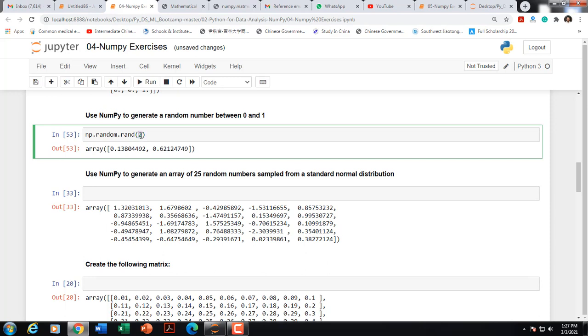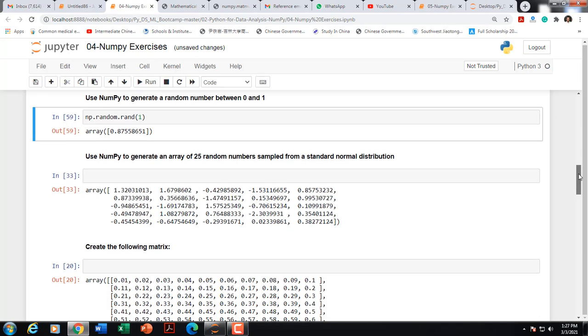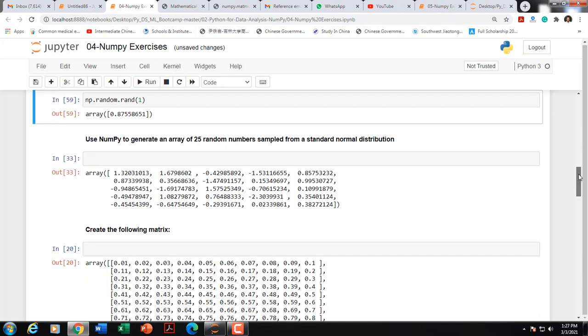Okay, then I think I made a mistake in this question, but I'll probably look at the solution. Yeah, still our answer is correct. We are getting a random number between 0 and 1. So this will pass, I believe. Yes. My apologies if I made a mistake over here.